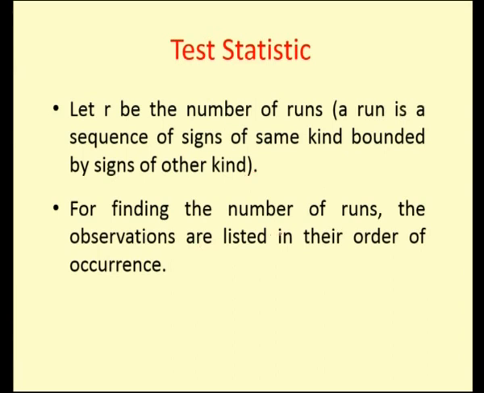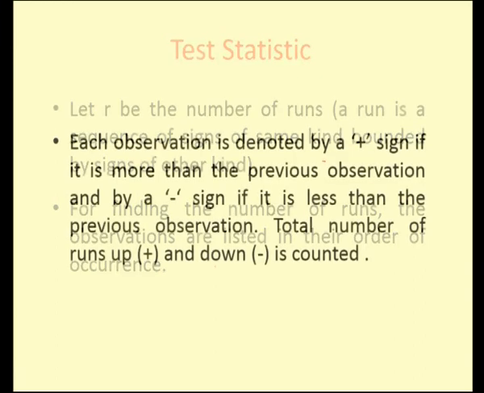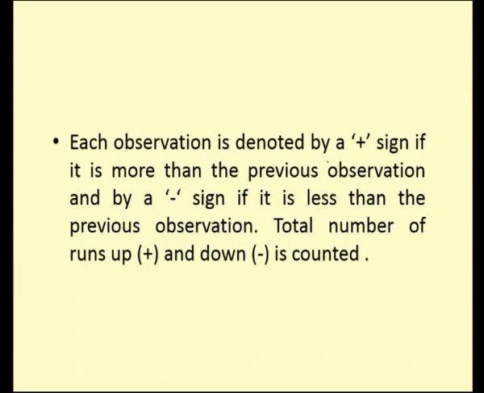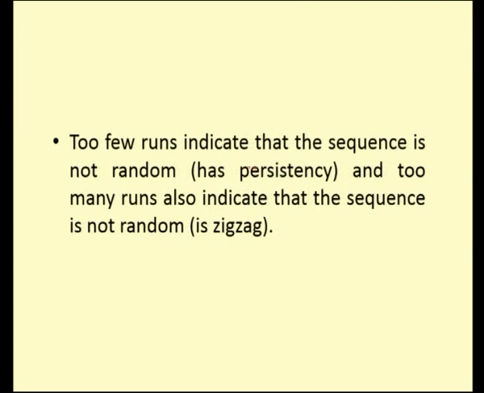For finding the number of runs, the observations are listed in the order of occurrence. Each observation is denoted by a plus sign if it is more than the previous observation and by a negative sign if it is less than the previous observation. Next, the total number of runs up and down is counted. Too few runs indicate that the sequence is not random, has persistency, and too many runs also indicate that the sequence is not random. It means that it is in zigzag position.